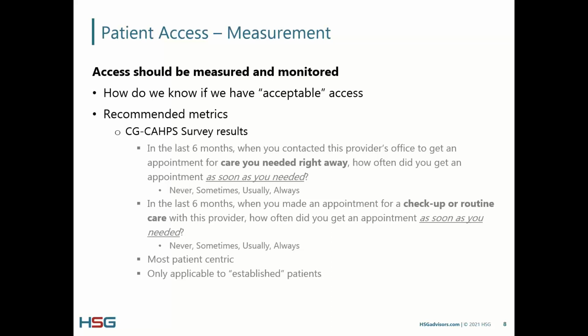Similarly, for follow-up or routine care, in the last 6 months, when you made an appointment for checkup or routine care with this provider, how often did you get an appointment as soon as you needed? Again, our emphasis in the italicized underlined area. And the responses are the same, never, sometimes, usually, or always. This really comes down to a very patient-centric approach, doesn't it? So, you as a patient, as soon as you needed care, were you able to get the care that you needed? Clearly, this is only applicable to established patients, meaning patients that were seen in the office, as opposed to patients that were seeking care but unable to gain access to the office.